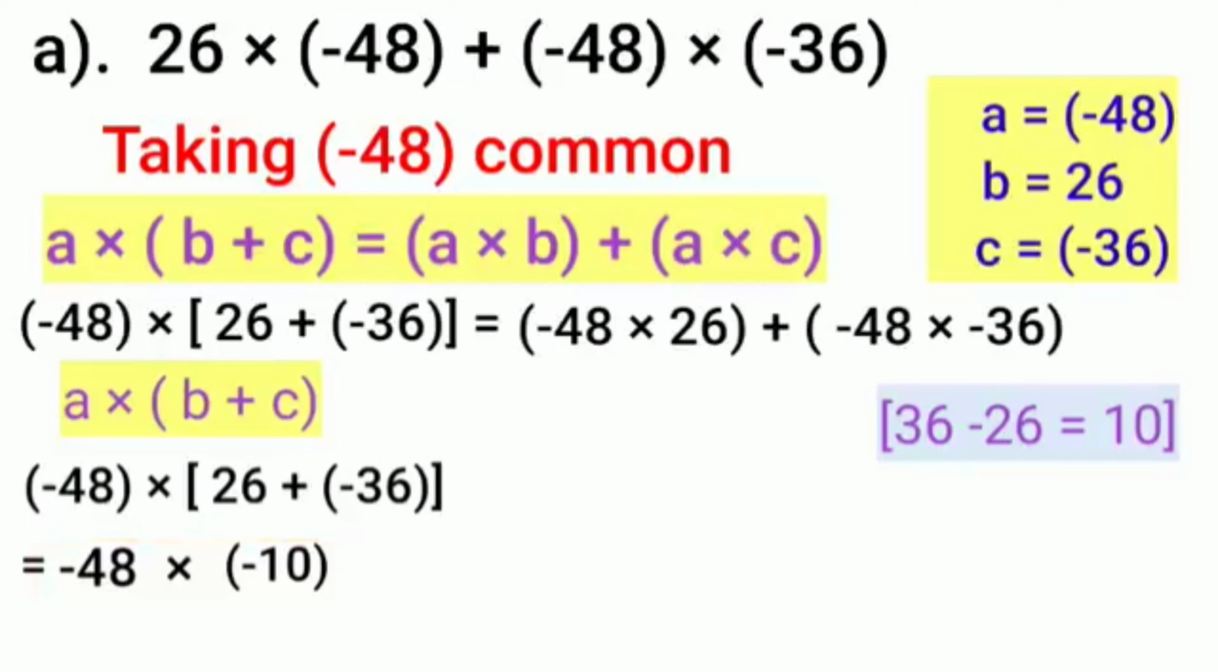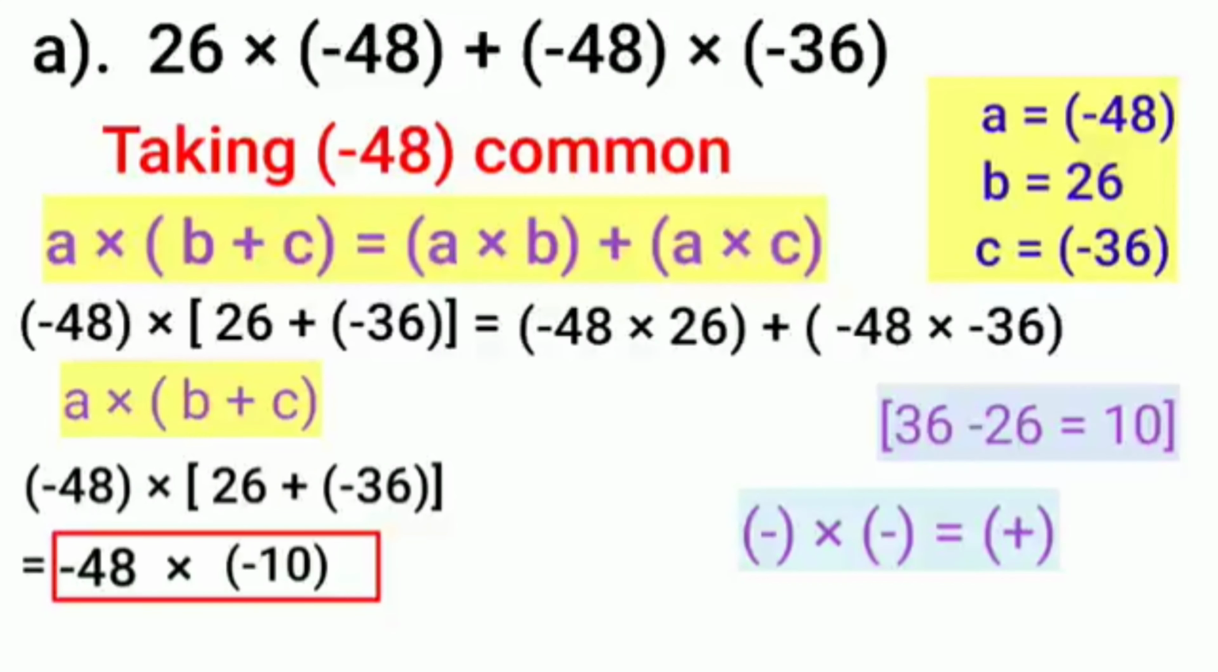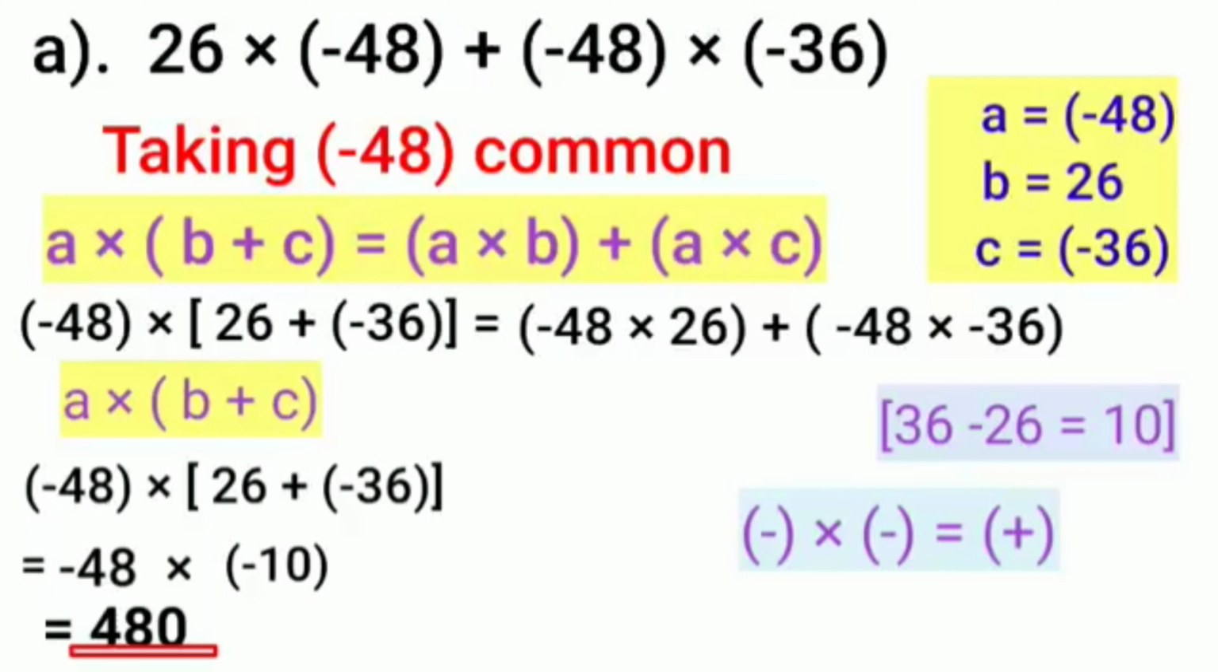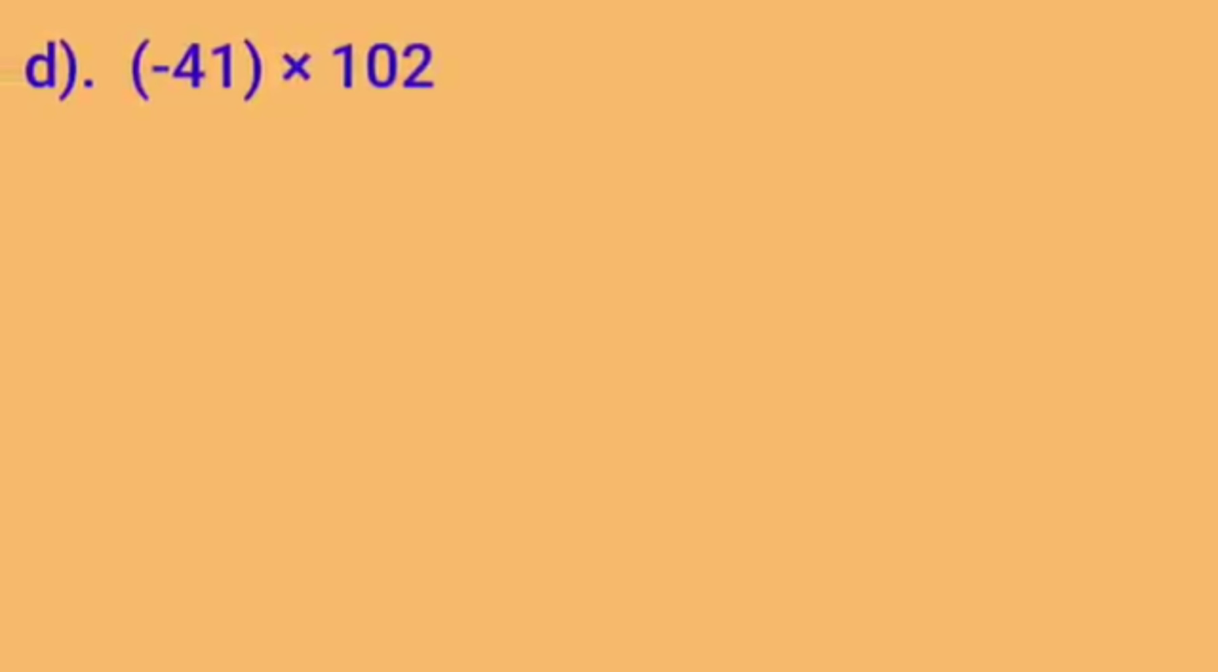As per the rule of multiplication of integers, minus into minus is equal to plus. So, minus 48 into minus 10 is plus 480. Therefore, the answer is 480.